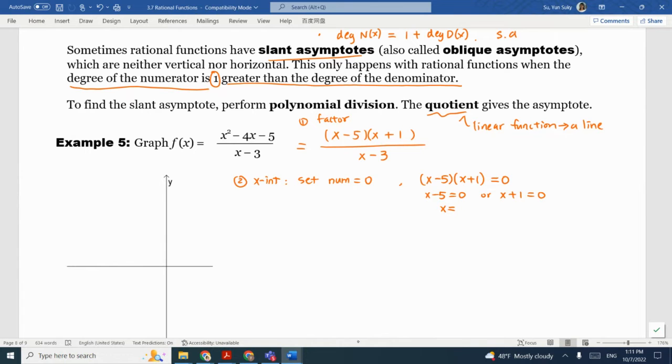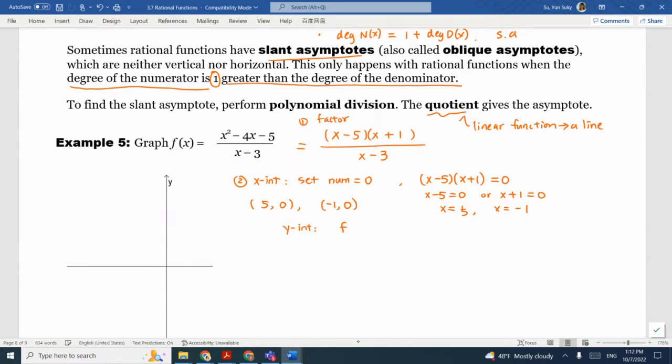X is 5, and this guy, x is negative 1. Is that okay, everybody? So our x-intercepts are (5, 0) and (negative 1, 0). The x-intercepts are points, right on the axis. Okay, how about the y-intercept?